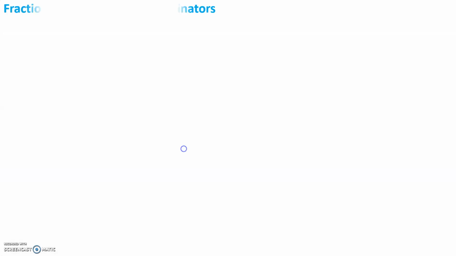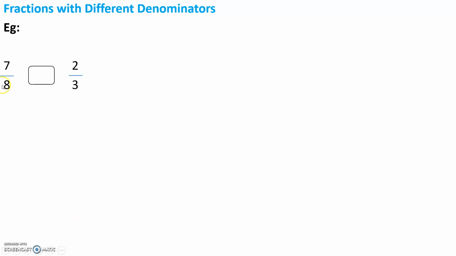Now let's see comparing fractions with different denominators. Now 7 upon 8 and 2 upon 3 we are going to compare. कंपेयर मतलब हम देखेंगे कि इन दोनों में से ये फ्रैक्शन या ये फ्रैक्शन कौन सा फ्रैक्शन बड़ा है. So how are we going to do? Now see here, neither the numerators are same, neither the denominators are same.